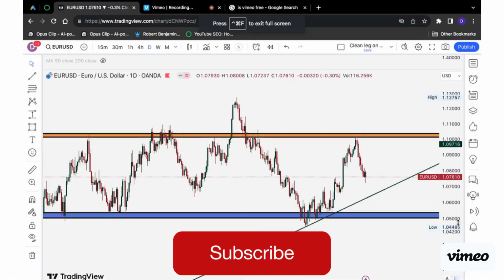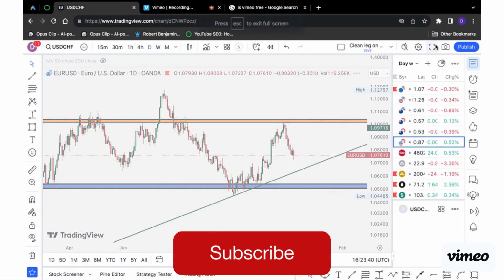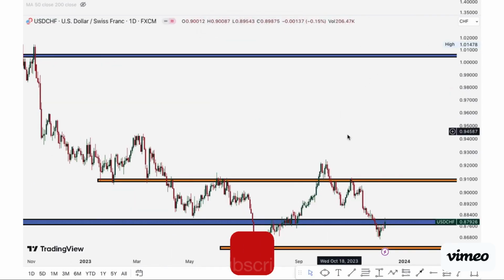So the next pair on my list will be USDCHF. Now this pair has given us a lot of money. We have made a significant amount of money. If you're in my Telegram community, you can attest to the fact that we have made a significant amount of money from this pair.